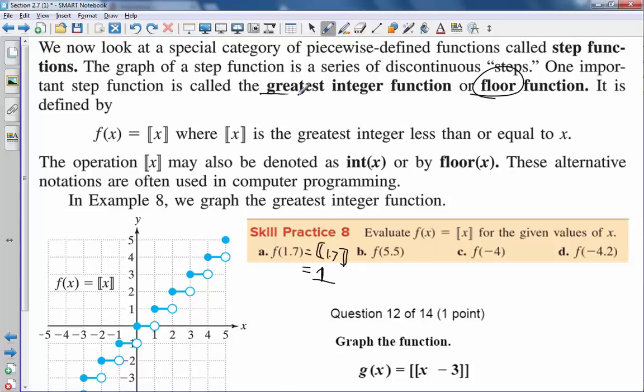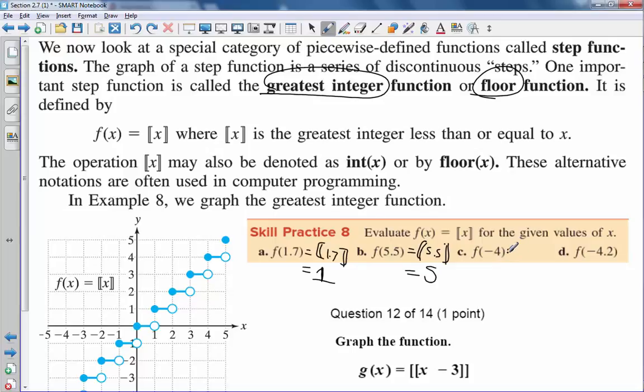That's why they call it greatest integer. We pick the greatest integer smaller than this number. What is the integer smaller than 1.7? 1. All numbers 0, -1, -2 are smaller, but the greatest one is 1. Okay. How about this one? 5.5. What's this one? Still, we pick the whole number smaller than 5.5, it's 5.